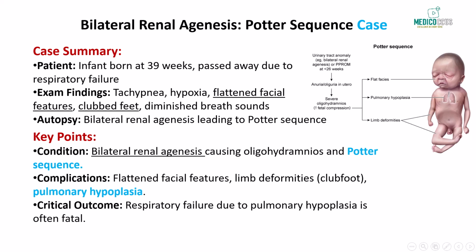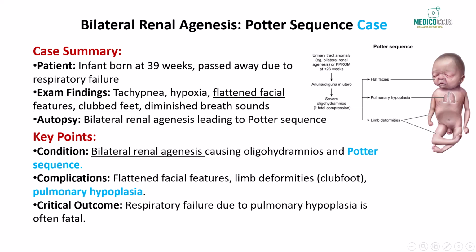This condition occurs when a urinary tract anomaly, such as bilateral renal agenesis, leads to decreased fetal urine output. Since fetal urine is a major component of amniotic fluid, the lack of urine results in oligohydramnios, or low amniotic fluid levels. The absence of this fluid causes compression of the fetus, leading to flattened facial features, a characteristic Potter facies, and limb deformities like clubfoot.